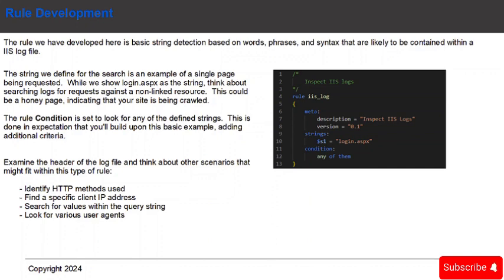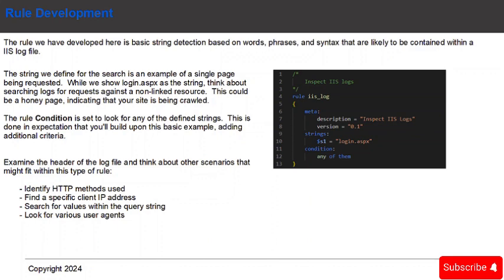Suppose you set up a honey page, a page that was restricted from crawling by your robots.txt file, set as a deny. Search engines that respect that will not crawl it. However, somebody looking to inspect and get an inventory of your web application and website may actually crawl this page, request it, and that would show up in the logs.